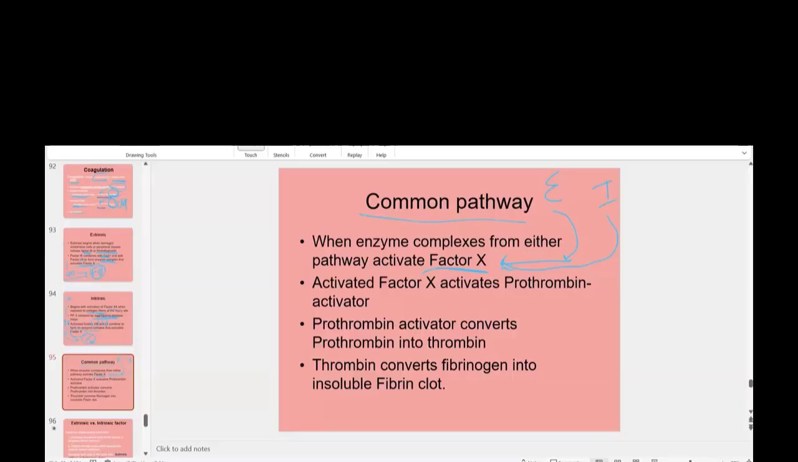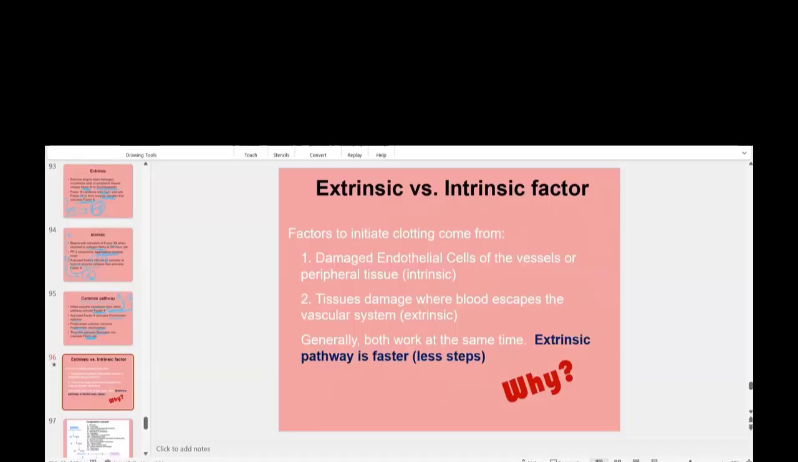Activated factor 10 activates prothrombin activator. This prothrombin activator converts prothrombin into thrombin, and then thrombin converts fibrinogen into fibrin, and that is the clot. There is a picture which I can show you where extrinsic comes, intrinsic comes, they activate factor 10, that activates prothrombin activator, that converts prothrombin into thrombin, and thrombin converts fibrinogen into an insoluble fibrin clot. Remember, extrinsic is always faster because fewer steps are involved.